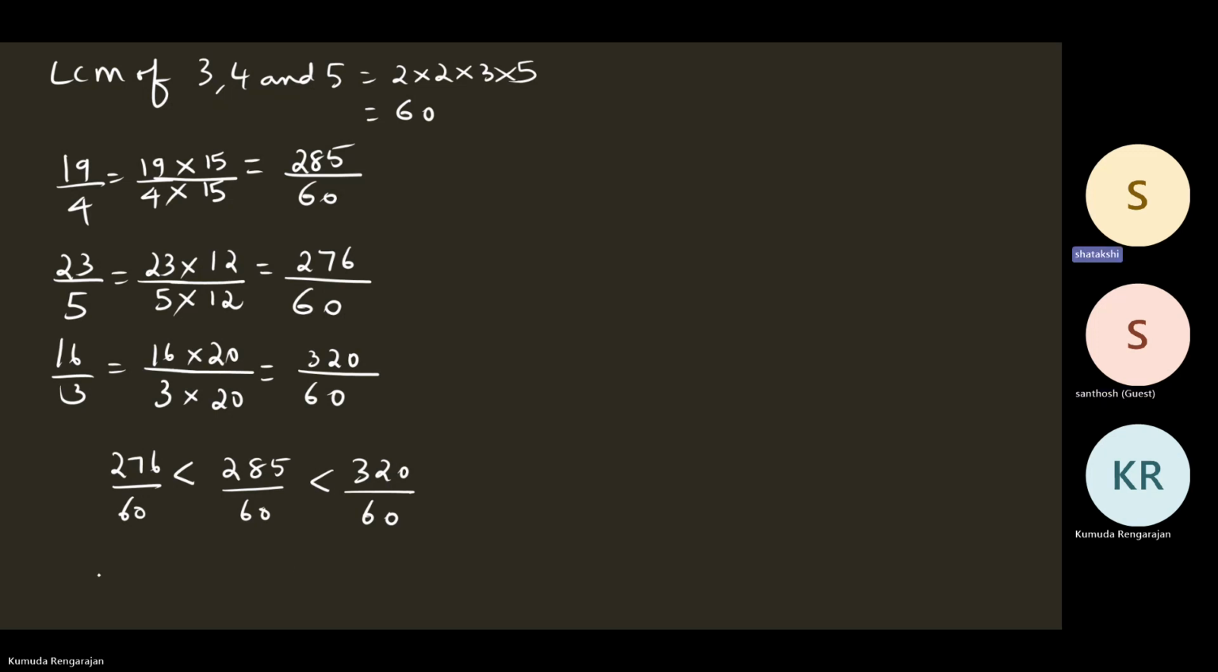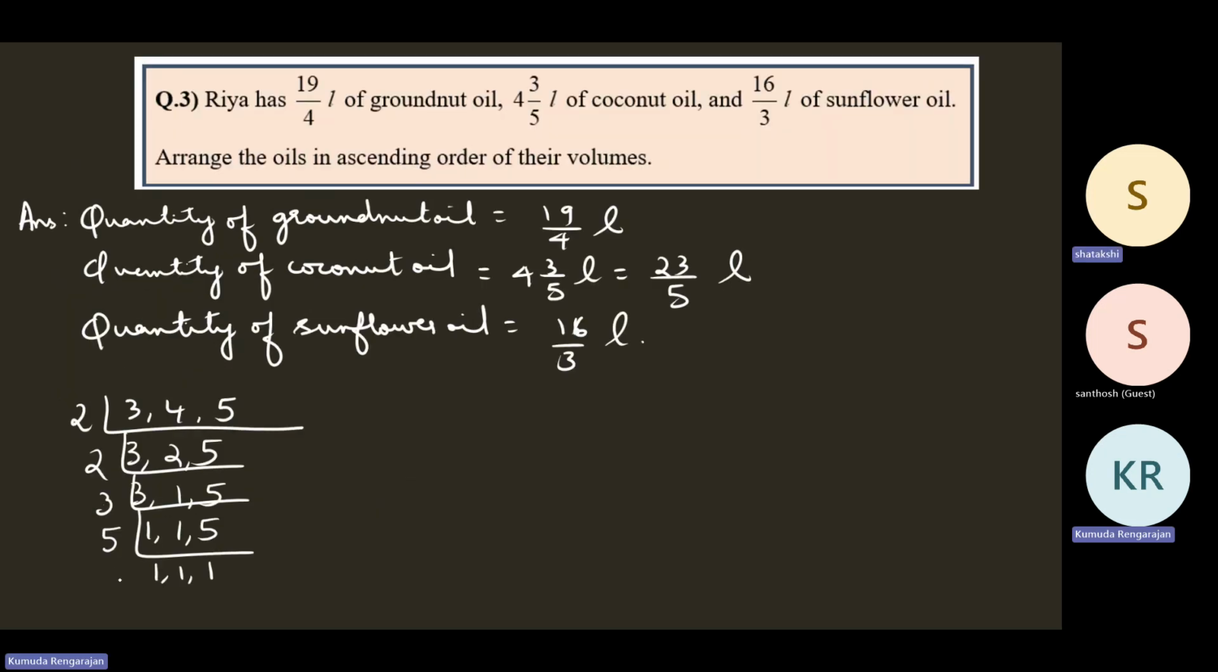Now write 23 by 5. But what is 23 by 5? You should write the actual thing given in the question. 23 by 5 is 4 3 by 5, no? You must write 4 3 by 5. I'm showing you the slide in which you can see that. Yes or no? Yes, ma'am.